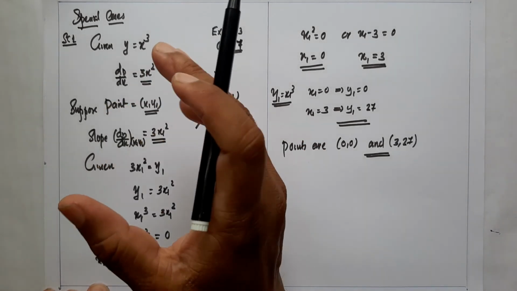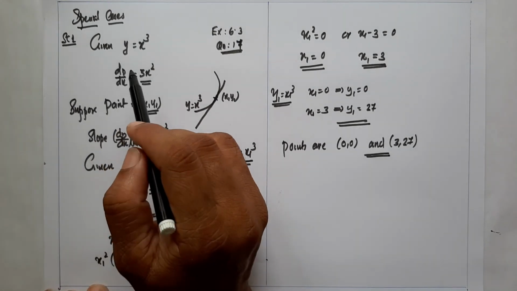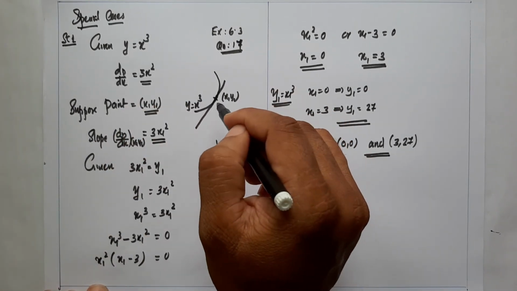Okay, it's a very simple portion, but it's a special problem. That is, our function is already given. We want to find the point.